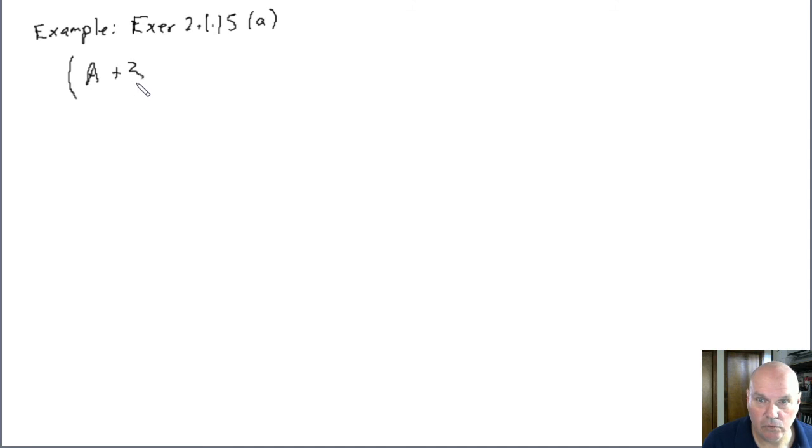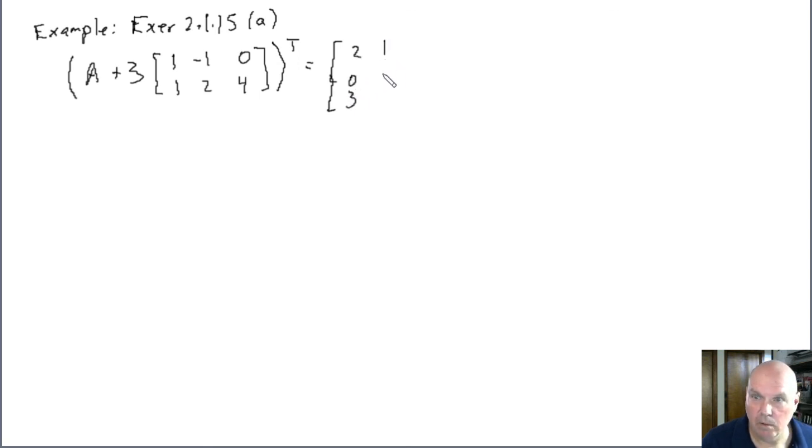So let me work through an example, one of the exercises at the end of this section. This is exercise 2.1.15a, and we're asked to solve for A here, where we're given this equation: A plus 3 times the matrix 1, -1, 0, 1, 2, 4, and all that transposed is equal to 2, 0, 3, 1, 5, 8.